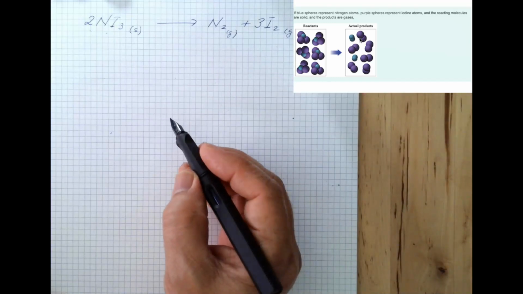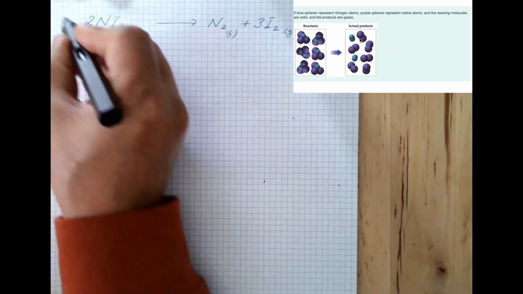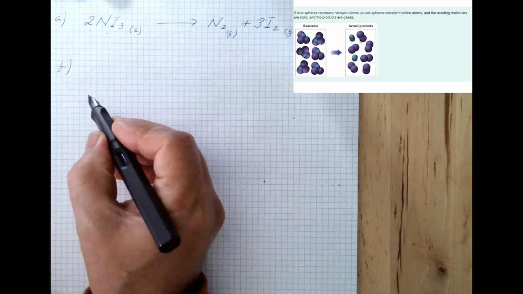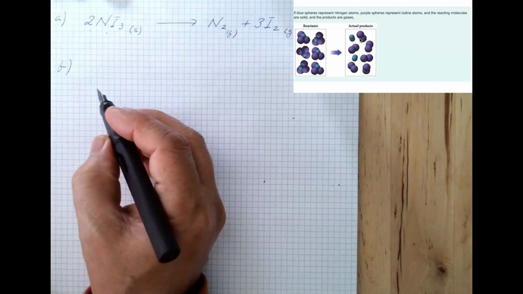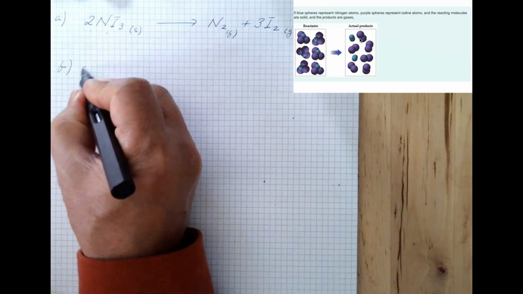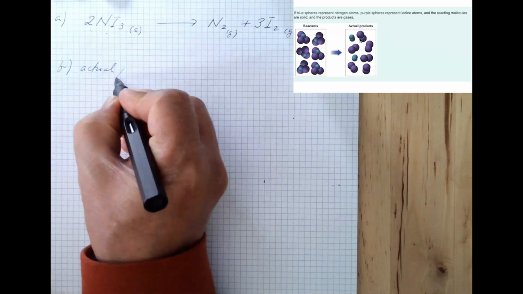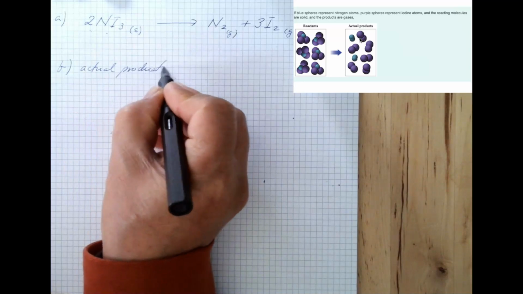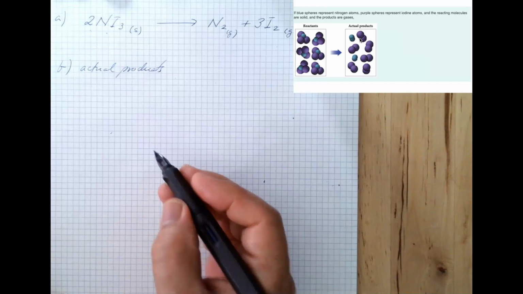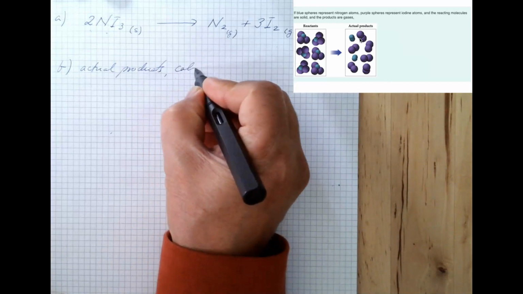Now the second part is more challenging. So this is part A, the balanced equation. Part B, they want, from the diagram of the actual products, you to calculate the percent yield of the reaction.